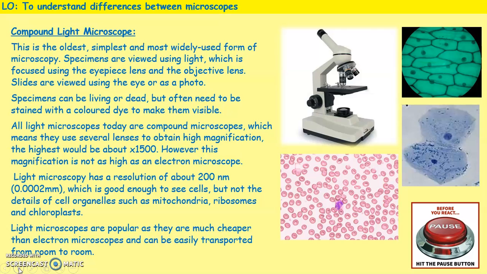All of our light microscopes today are called compound microscopes, which means they use several different lenses to obtain a higher magnification. The highest magnification would be about 1500 times. However, this is not as good as an electron microscope. We'll look at that in a bit. Light microscopes have a resolution of about 200 nanometers, which is good enough to see cells, but not the details inside cells such as organelles like mitochondria, ribosomes and chloroplasts. Light microscopes are popular as they're cheap, they're easily transported, and they're not too heavy either.